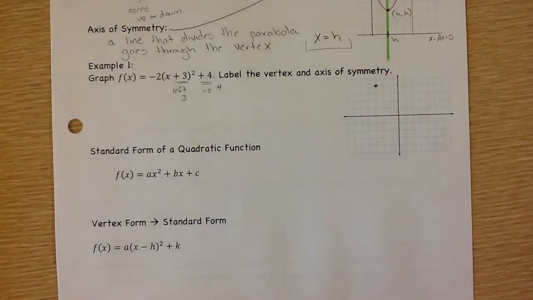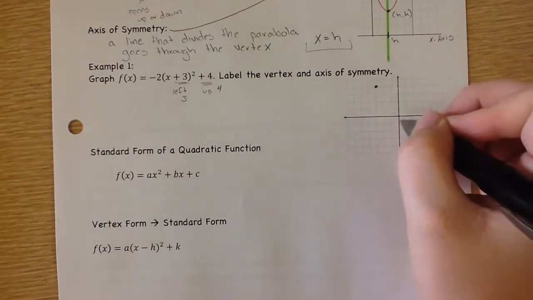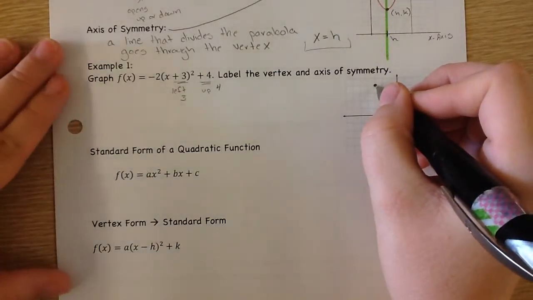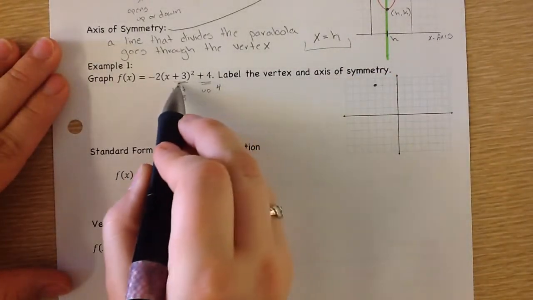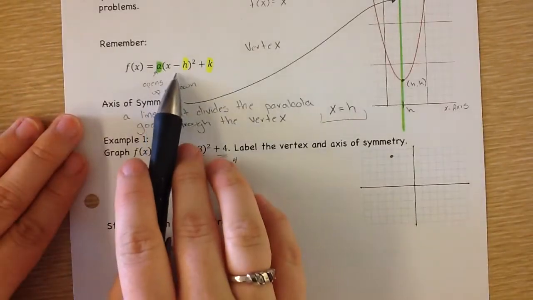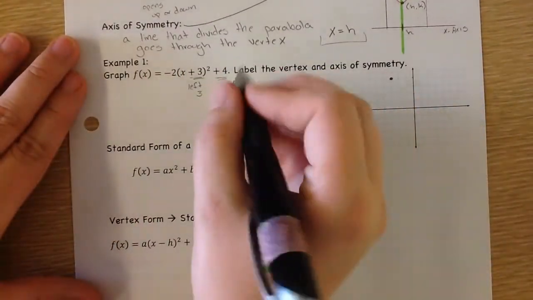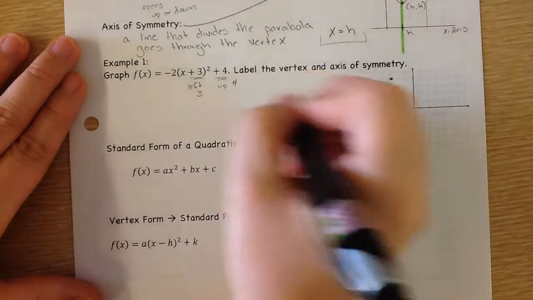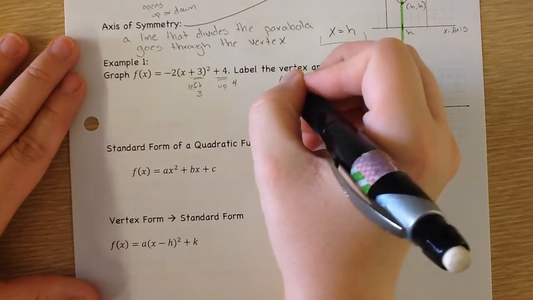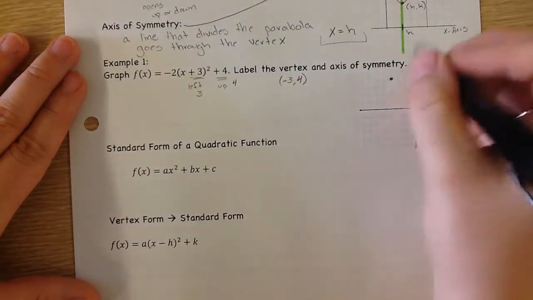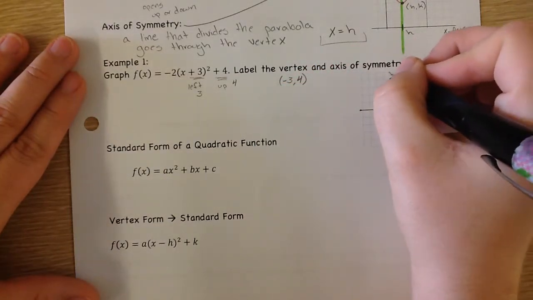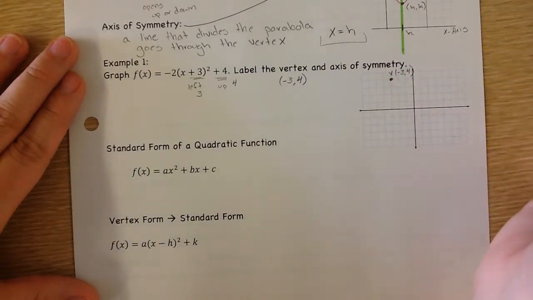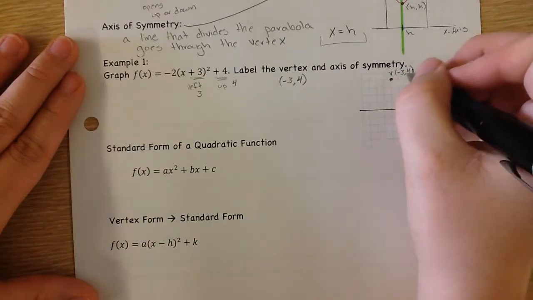So there's my point. My vertex, instead of being at (0, 0), is going to be up 4 and left 3. So there is my vertex right there. Again, remember, it's negative h. So my vertex is going to be at the point (-3, 4). Let's call it V. It's the point (-3, 4).